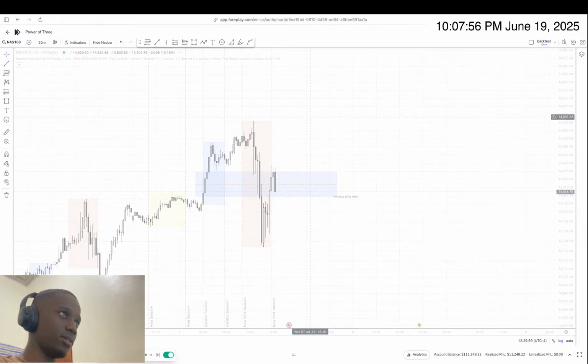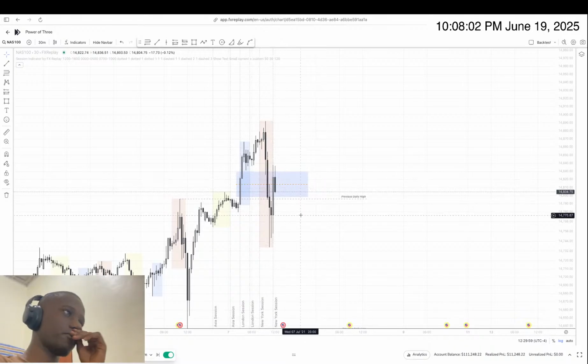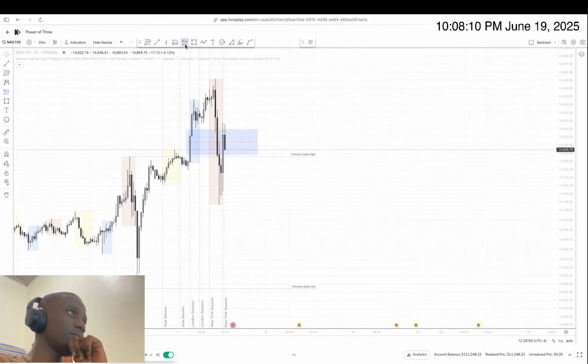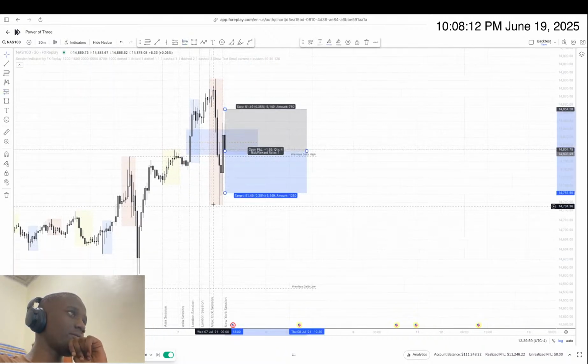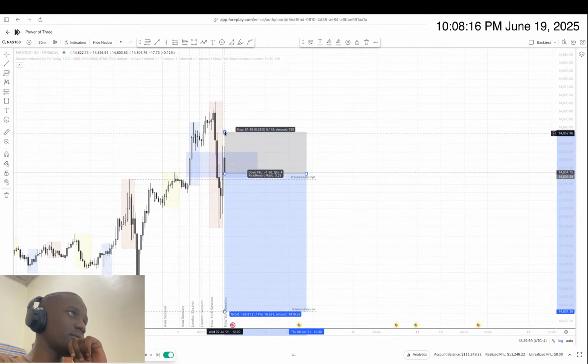Look at the 30-minute. There is also another fair value gap inside of here, which means you can sell off of here, but then that means that your target will be here. This previous daily low, which will be a really great liquidity point. Maybe let's separate this and see how it goes. So this will be our target, and my stop loss will be a few pips above the fair value gap.